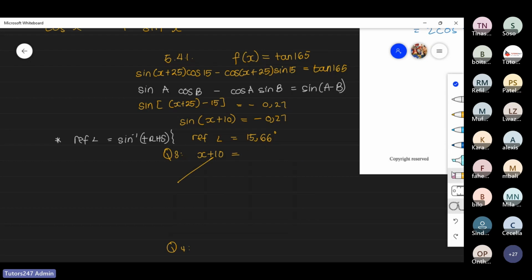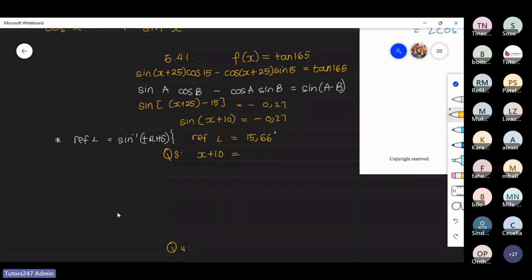There is a video that was uploaded maybe about 2.5 months back, covering the CAST diagram. I would highly recommend having a look at that. It explains your positive angles and your negative angles within a CAST diagram. If you do not understand your CAST diagram and you're going to write a trig paper, that is an immediate red flag.